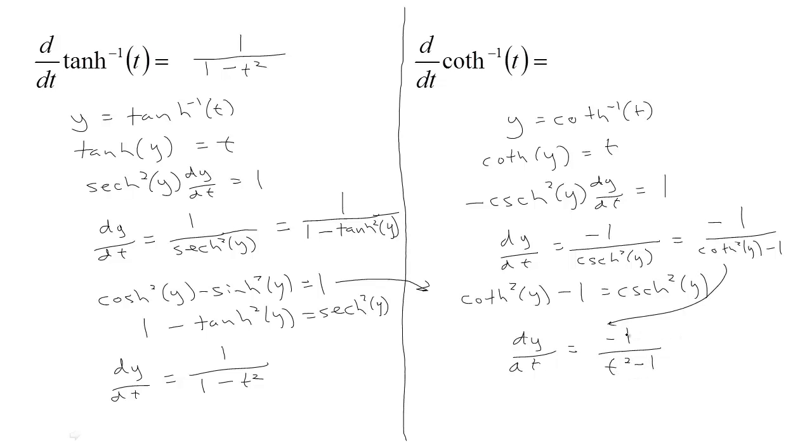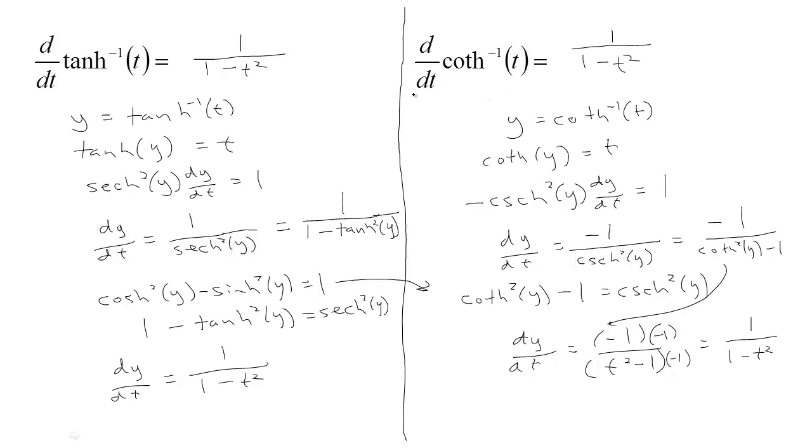I notice that there's this negative upstairs. I could multiply top and bottom by negative 1, and then I'd have 1 over negative 1 times t squared, which makes that negative, and negative 1 times this minus 1 makes it positive, so 1 minus t squared. That's kind of interesting. The derivative of the inverse hyperbolic cotangent is the same as the derivative of the inverse hyperbolic tangent.